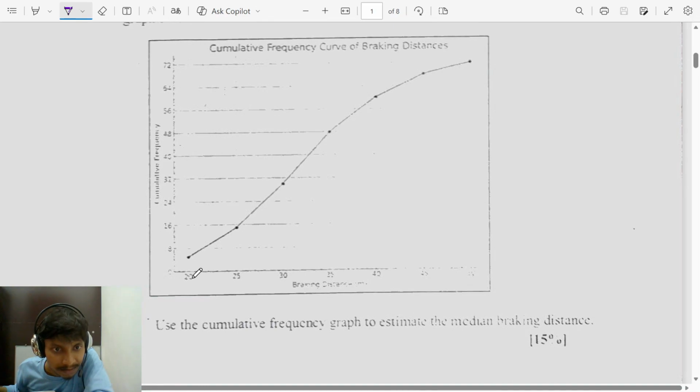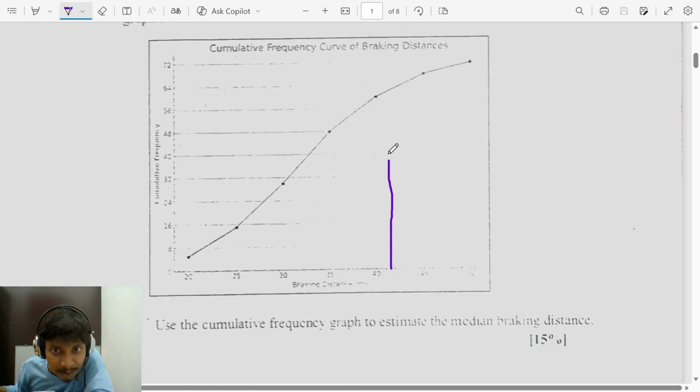This is 20, 25, 30, 35, 40. The 42 will be between this 40 and 45. No, this is 42.5. The 42, this middle point, will be less than the middle point. The 42 will be like that.